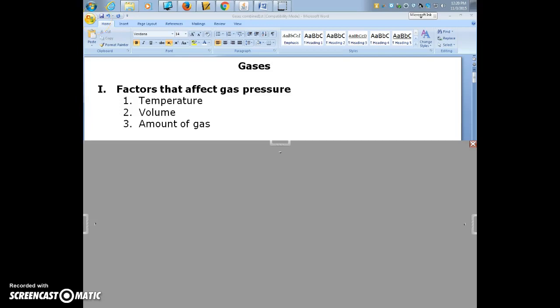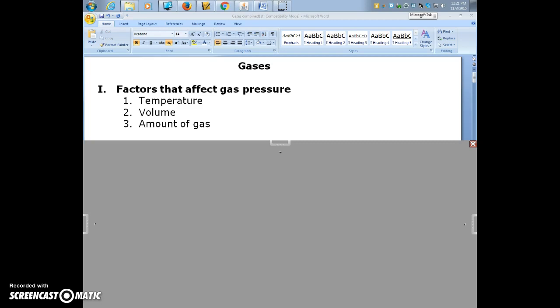Talk about gases specifically. So we've studied the states of matter, and this chapter is all about gases. Now this is a heavily mathematical chapter, so you're going to need a calculator to work some of these problems. We have three factors that are going to affect gas pressure. When you think of pressure, I want you to think about gas particles banging on the walls of a container. So we have things that will make that happen more or less.